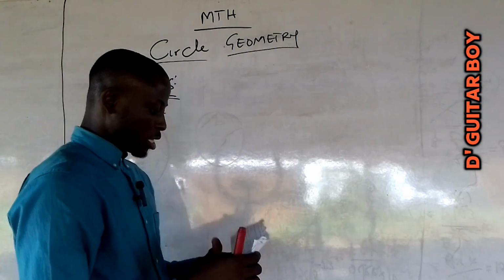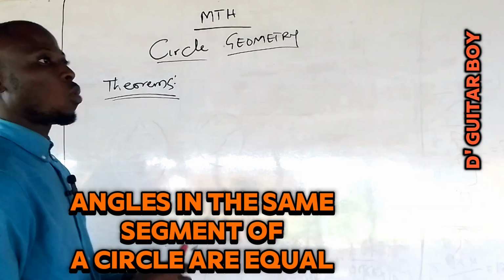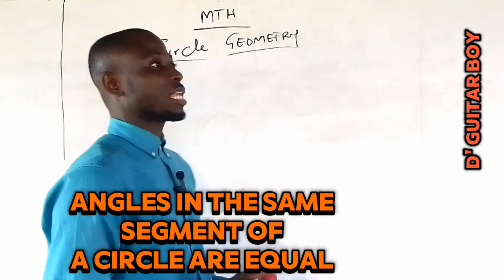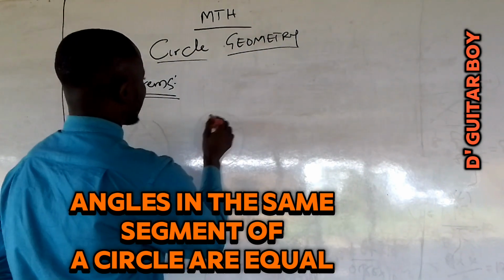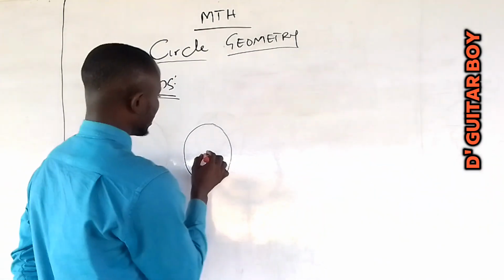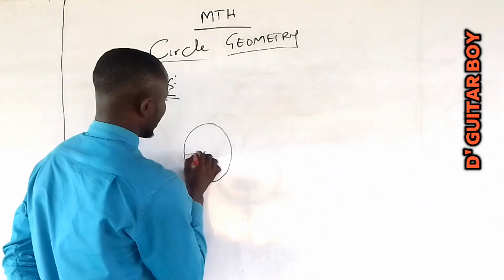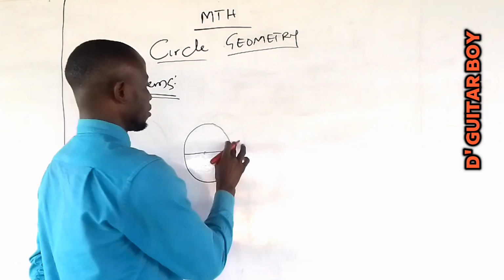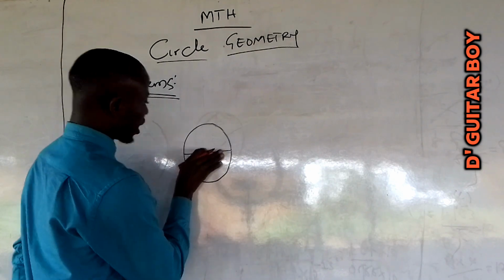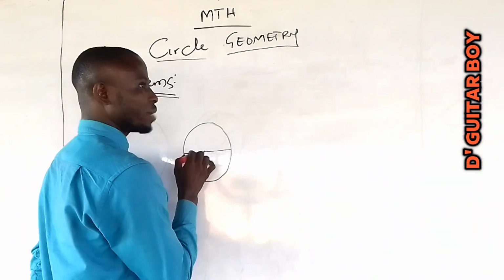We are going straight to say angles in the same segment of a circle are equal. We are talking about circle geometry, don't forget. Angles in the same segment of a circle are equal. Let me say you have a circle like this. This is the center of the circle. If I draw a line here like this, for instance, then this is one segment, this is another segment. So angles in the same segment of a circle are equal.